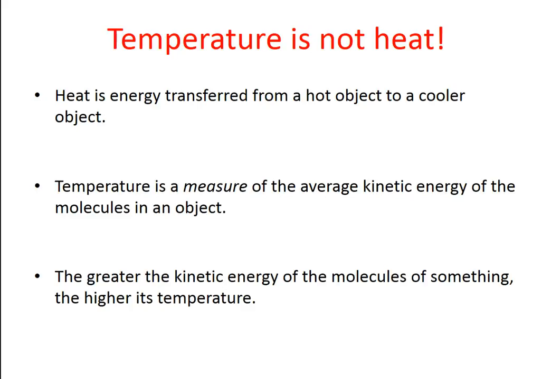The greater the kinetic energy of the molecules of something, the higher its temperature. So if you have two objects, one has high kinetic energy, the other has lower kinetic energy, the object with high kinetic energy is going to have a higher temperature. An example is boiling water and water at room temperature. We see that in boiling water, there is a lot of movement, and if you put a thermometer in there, you will see the boiling water will be at higher temperature than the normal room temperature water.